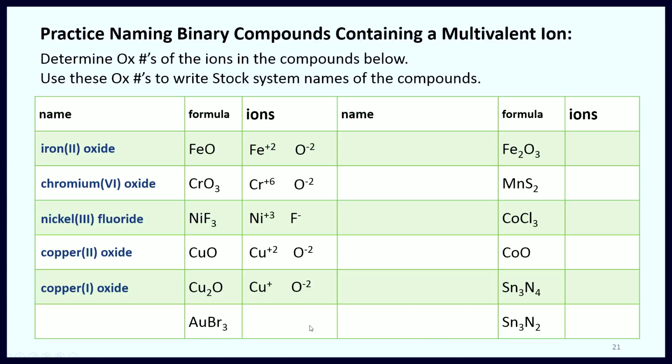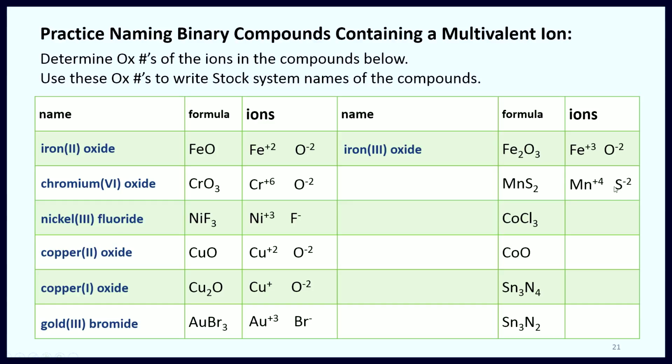AuBr3, bromide is -1, there are 3 of them, so gold must be +3, we would write gold 3 bromide. Fe2O3, oxide is -2, and there are 3 of them. That's -6. Total positive charge is +6. Divided by 2 is +3. Or we could simply use the inverse rule backwards. O minus 2, Fe plus 3. That's iron 3 oxide, also known as rust.